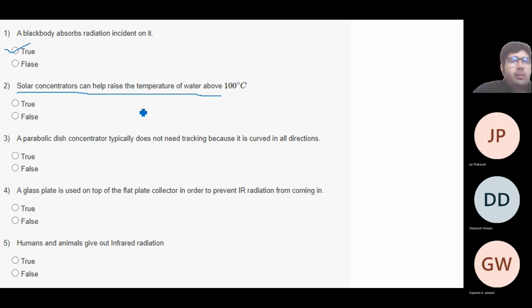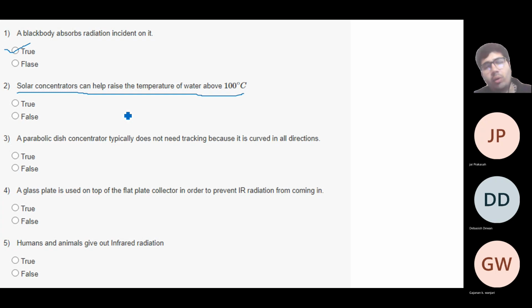Solar concentrator can help raise the temperature of water above 100 degrees, because in the flat plate collector we had some limitations, and due to those limitations we were not able to increase the water temperature beyond a certain point, say up to 80 or 90 degrees, because solar radiation is discrete and was not focused on a particular point; it was spread out over a particular area.